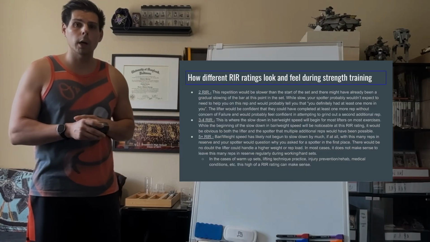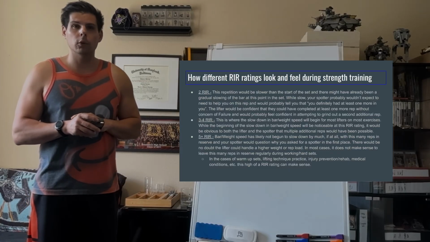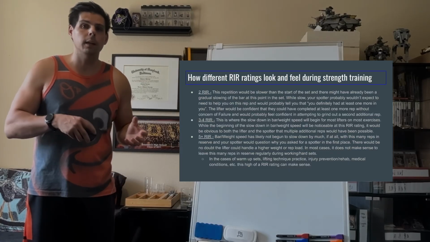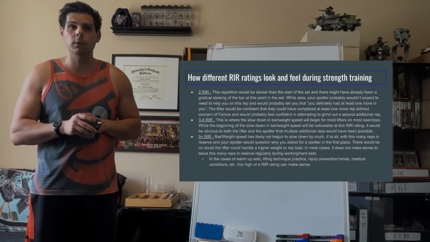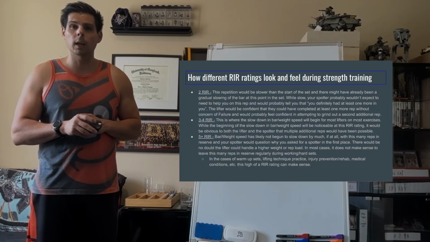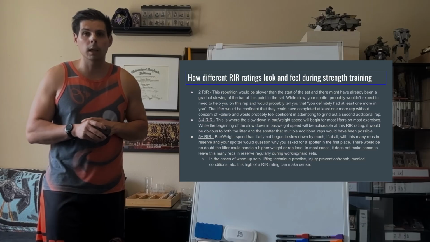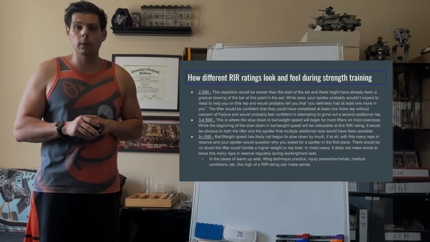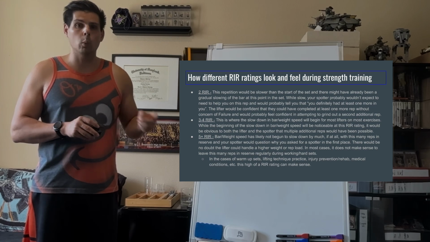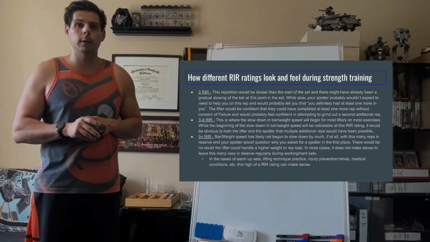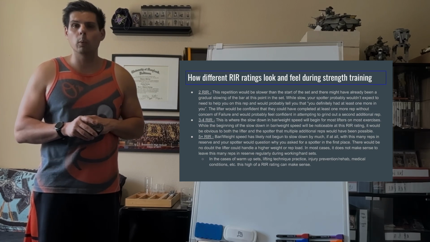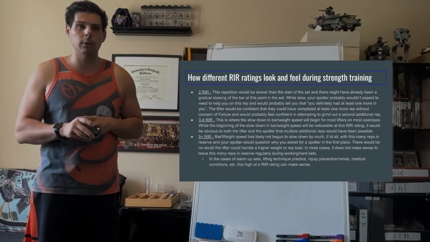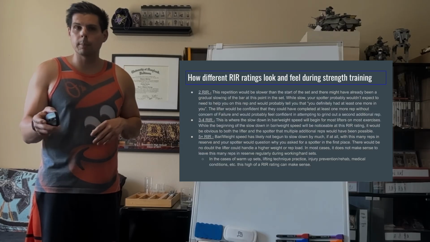While a 2 RIR rep would be slower, your spotter isn't going to be in the same "I need to help this person immediately" position. And if you finish the set here, they probably would have told you something like, you definitely had one more in you. You as the lifter, you definitely would be confident that you had at least one more. You probably would have felt confident to go for a second one, but definitely would have known a third one would have been impossible. So that is 2 reps in reserve.